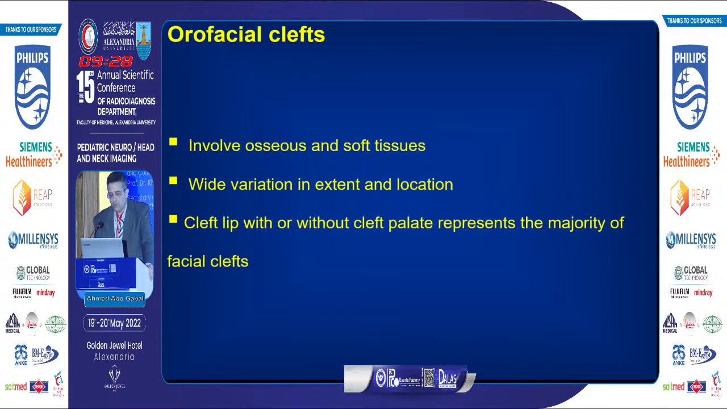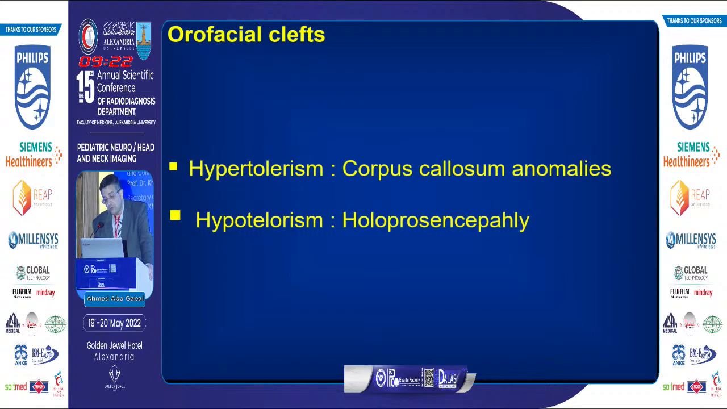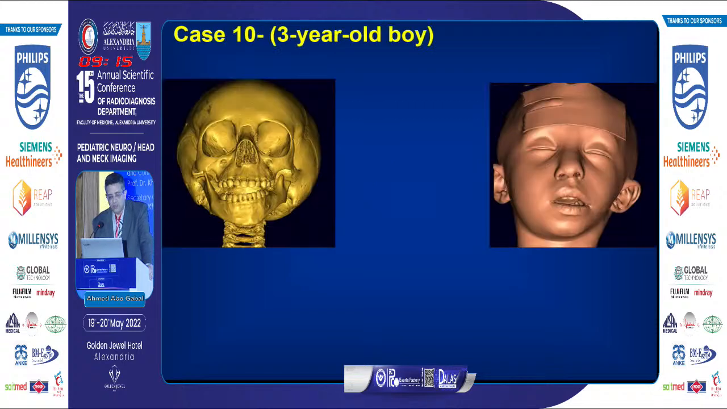Cleft lip, of course, with or without palate, represents the majority of facial clefts. Whenever there is hypertelorism, search for corpus callosum anomalies. Whenever there is hypotelorism, search for holoprosencephaly. Let's shift to the third type of anomalies, which is the first and second pharyngeal arch anomalies.